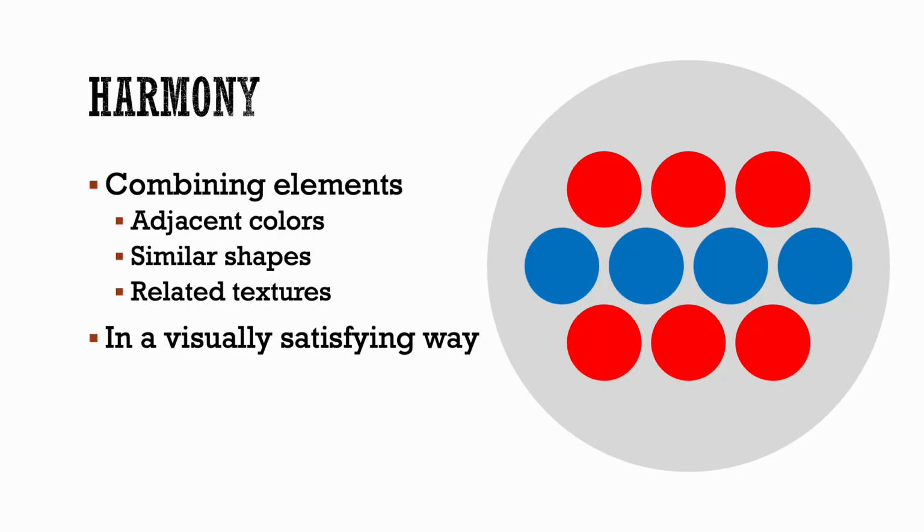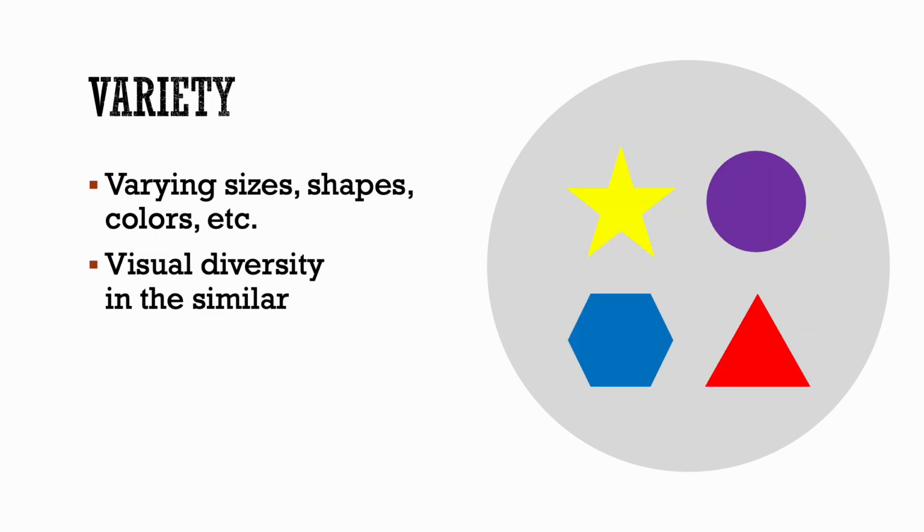Harmony. When you combine elements, either using adjacent colors, similar shapes, or even related textures in a visually satisfying way. Variety. You can vary the sizes, shapes, and colors, and you can create visual diversity in objects that are actually similar.